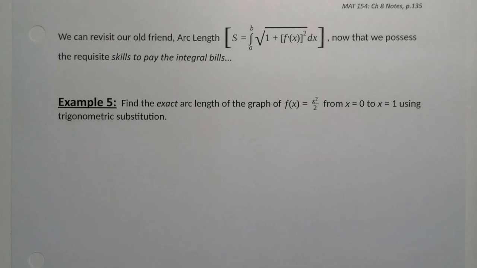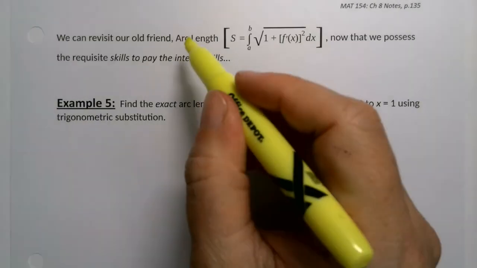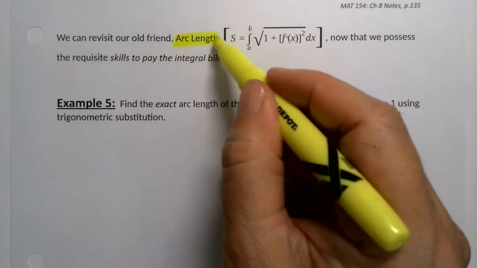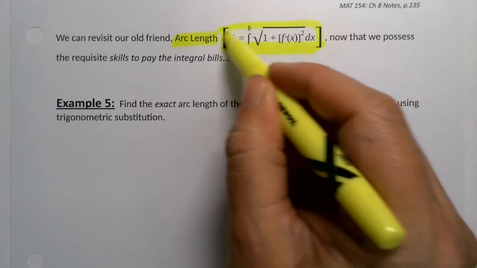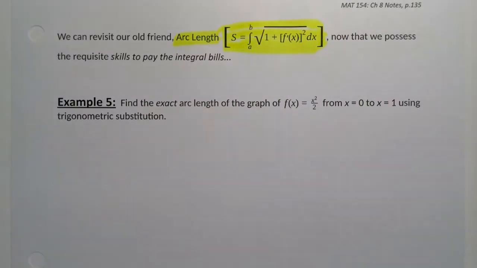Now, if we can do definite integrals with trigonometric substitution, that means that a lot of the applications that we learned in chapters 6 and 7 can rear their ugly heads again. So we're going to look at one of the applications we considered back then, which is arc length. Arc length has this formula, and then we can use that now.